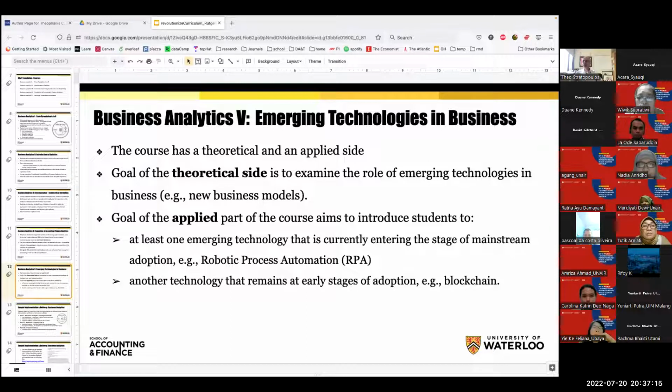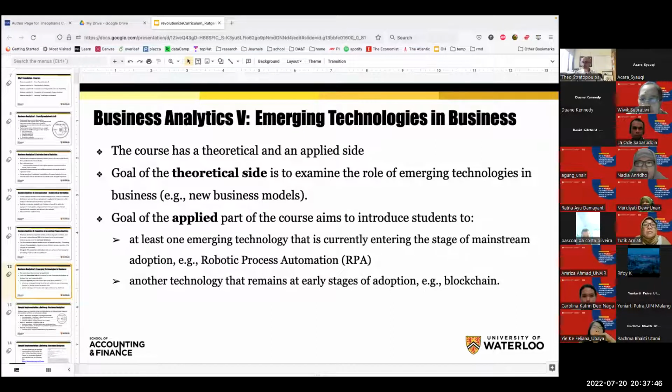This course on emerging technologies in business. And the objective of this course is dual. First, we want them to understand why emerging technologies matter. Call this sort of the theoretical part of the course, in the sense that we talk about new business models that have been introduced as a result of emerging technologies.